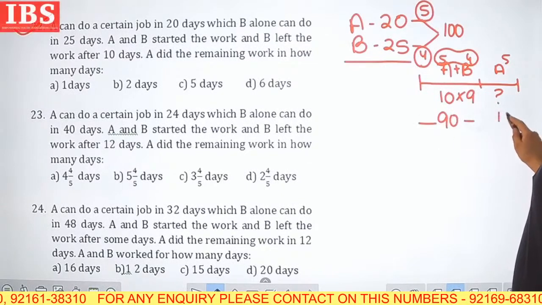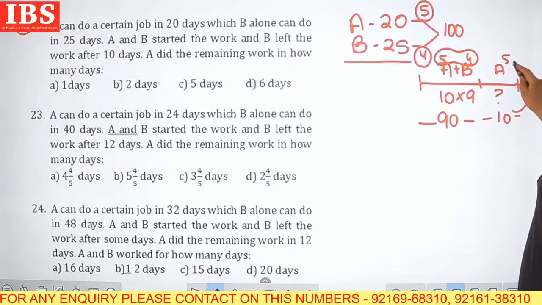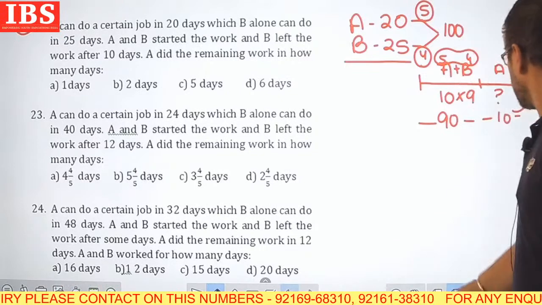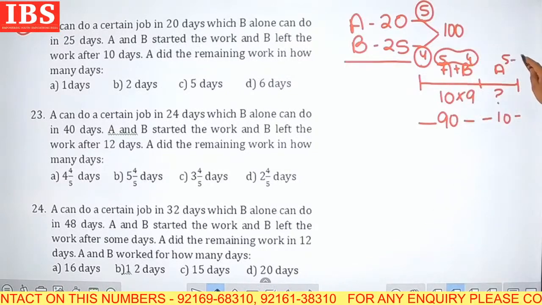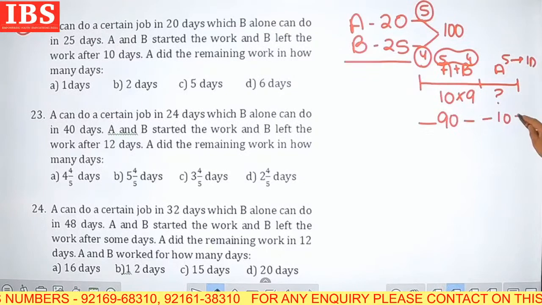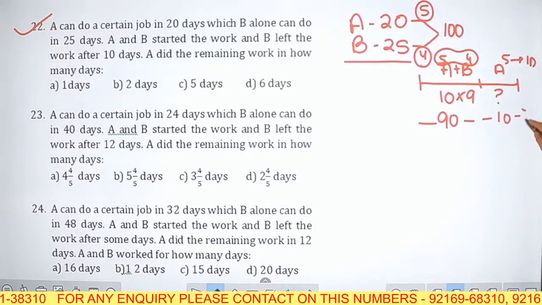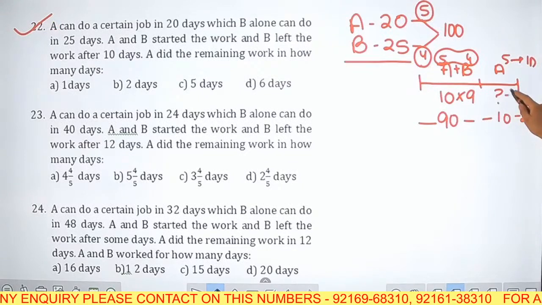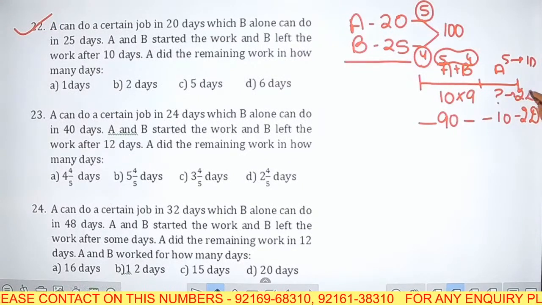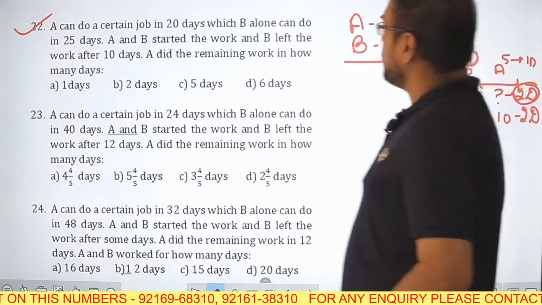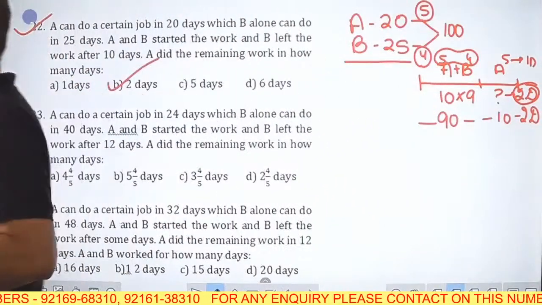So 10 is left. So 10 will be done by A. A does 5 in 1 day, so 10 will be done in 2 days. So the value of the question mark is 2 days. So A does the remaining work in 2 days. Option B will be the right answer.